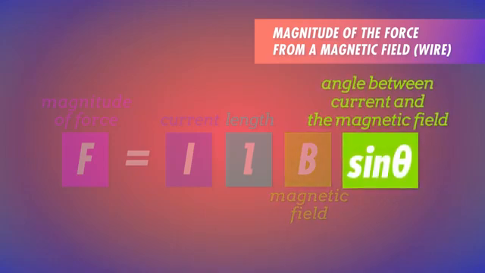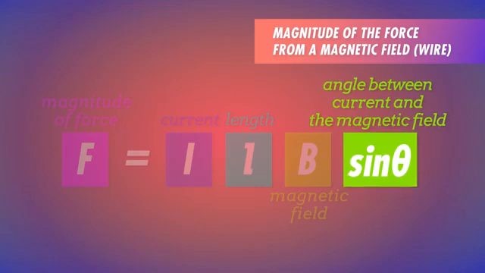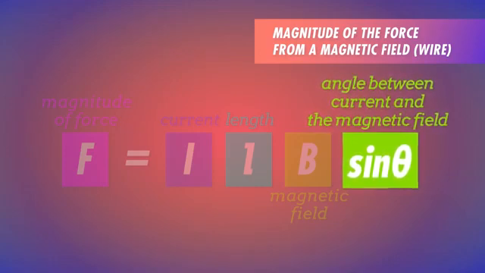Finally, the closer to perpendicular the current is with respect to the magnetic field's direction, the stronger the force is. That's where sine theta comes in. Its maximum value is 1 when theta is 90 degrees. So the current is perpendicular to the magnetic field lines. That's when the force will be strongest.